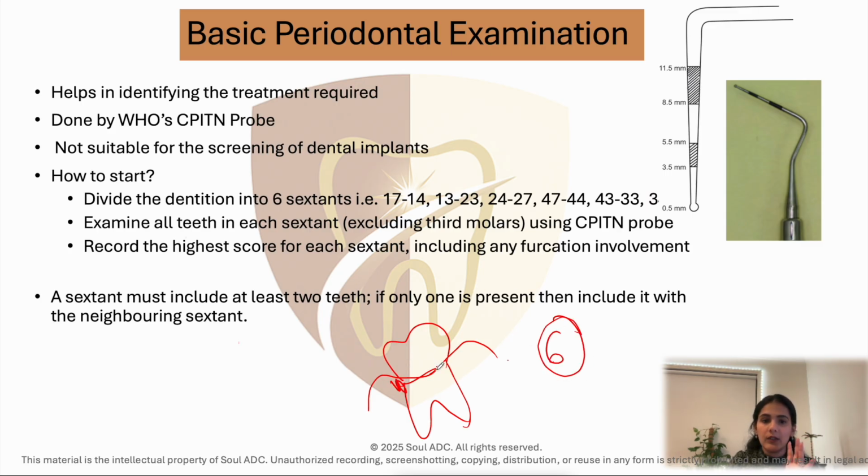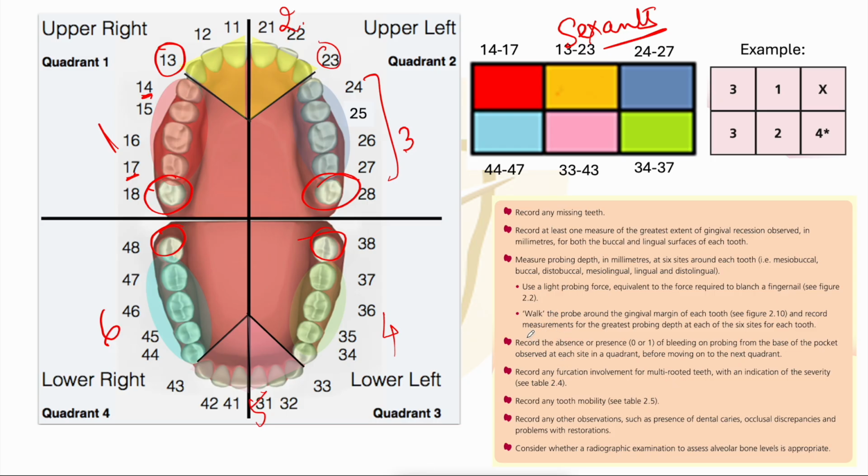So 1 here, 2 here, 3 here, and on the back side as well. So 1, 2, and 3. If we are doing the buccal side, if this is mesial, this is distal. So mesiobuccal, buccal, distobuccal. And on the lingual side, it will be distolingual, lingual, and mesiolingual. I hope that's clear. Okay, so 6 points we are going to check, 1, 2, 3, 4, 5, 6 for all the teeth in that area.